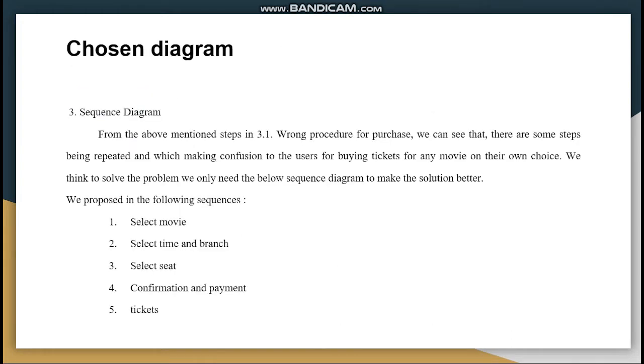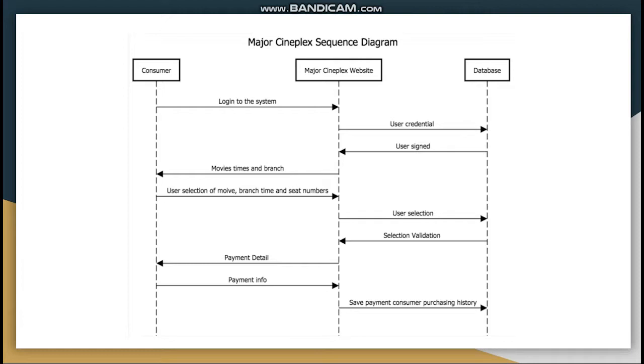Okay, for the next, the sequence diagram from the above mentioned steps in 3.1, the procedure for purchase. We can see that some steps are repeated, which makes it confusing for users buying tickets for any movie of their choice. We think that to solve the problem, we only need the sequence diagram below to make the solution better. We propose the following sequence: select movie, select time and branch, select seat, confirmation and payment, and tickets. For the next, this is a sequence diagram of the Major website. You can see the consumer will log into the system and it will respond.